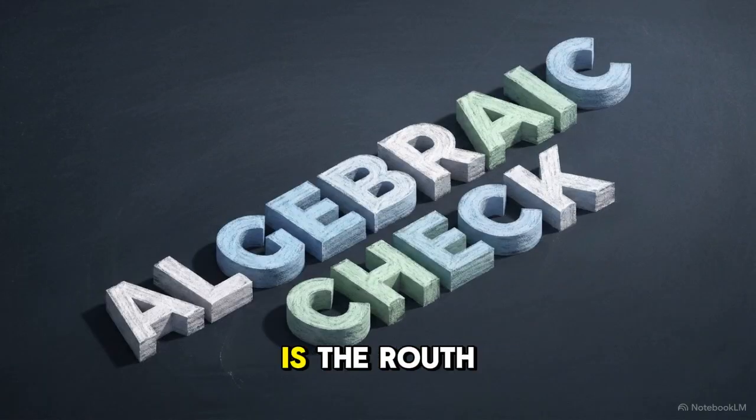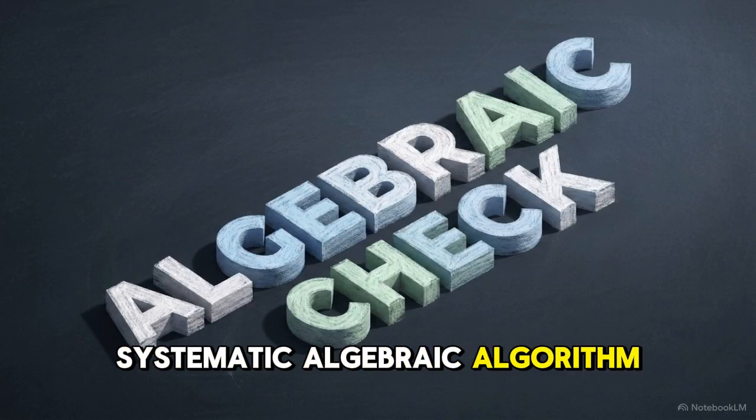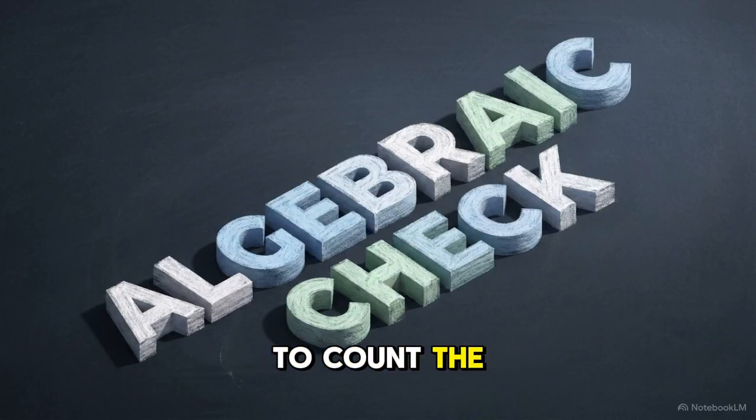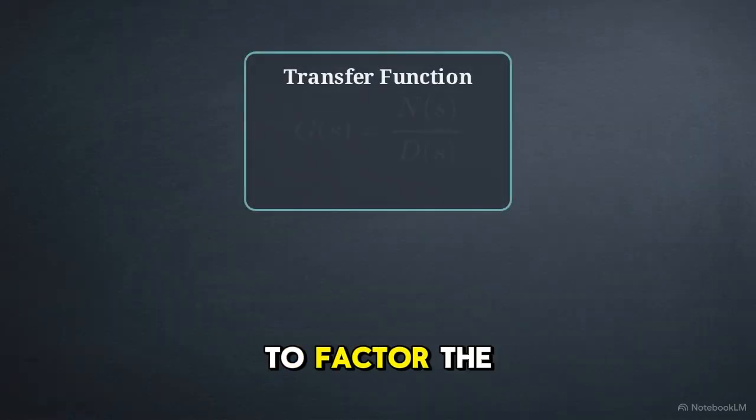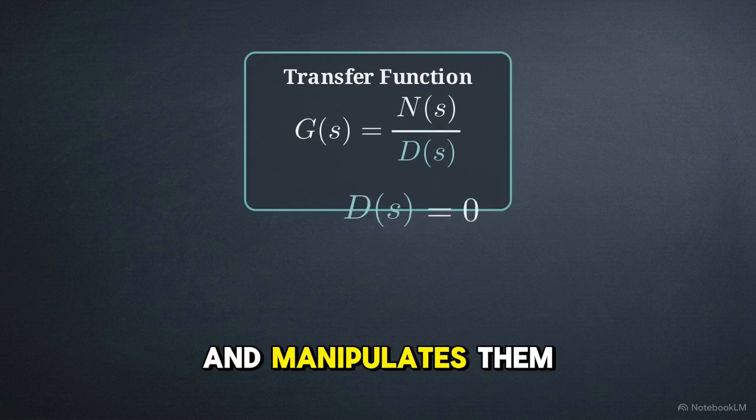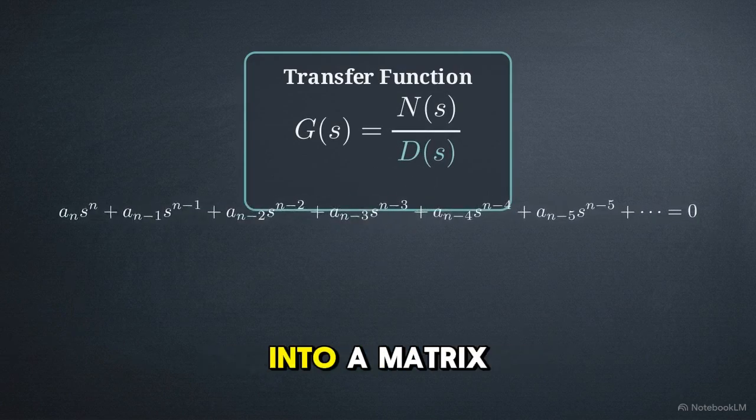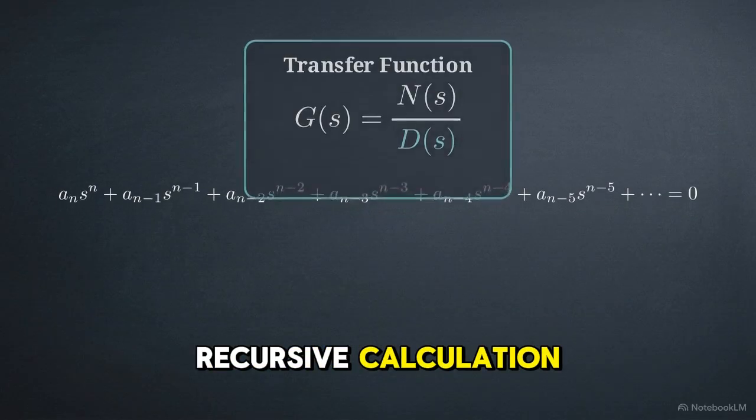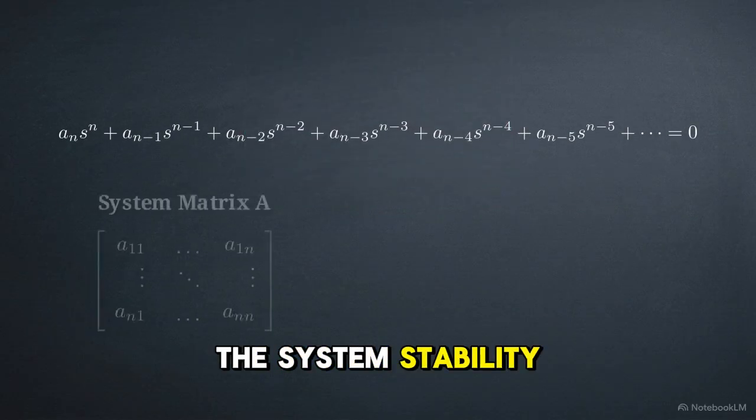That workaround is the Routh-Hurwitz Criterion. It is a systematic algebraic algorithm designed specifically to count the number of unstable poles in a system. Instead of attempting to factor the polynomial, this method simply takes the existing coefficients and manipulates them. By arranging them into a matrix and running a recursive calculation, we can determine the system's stability.